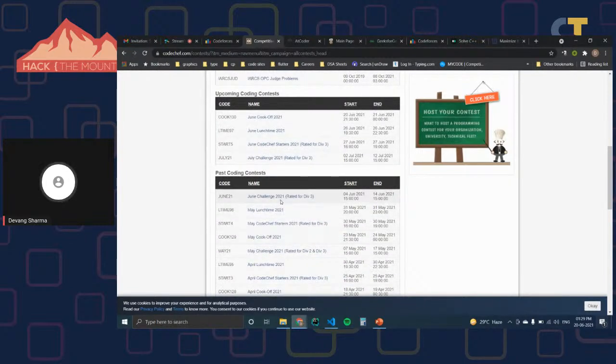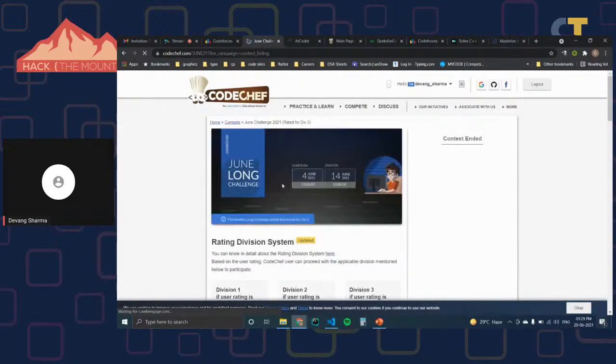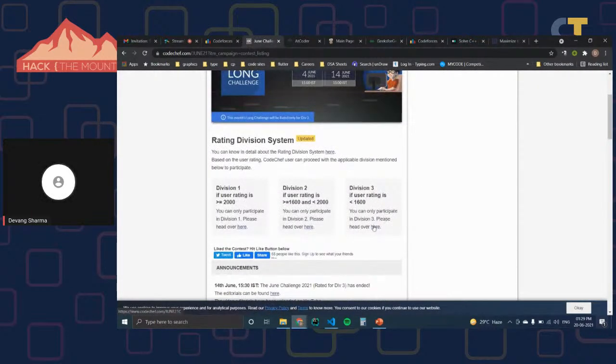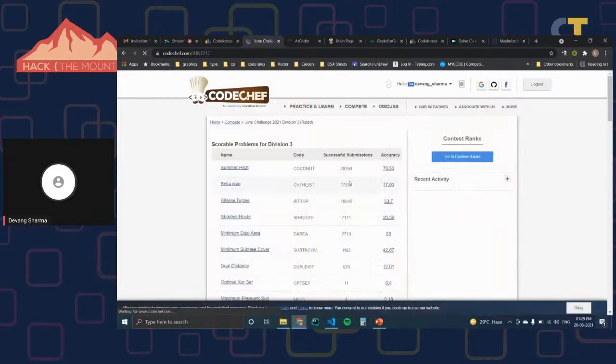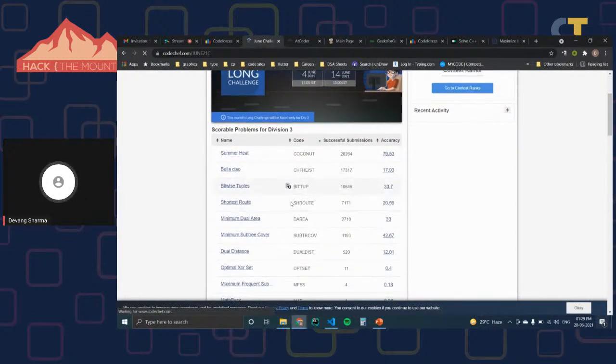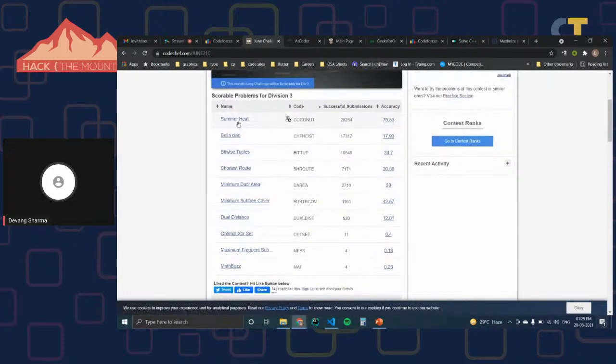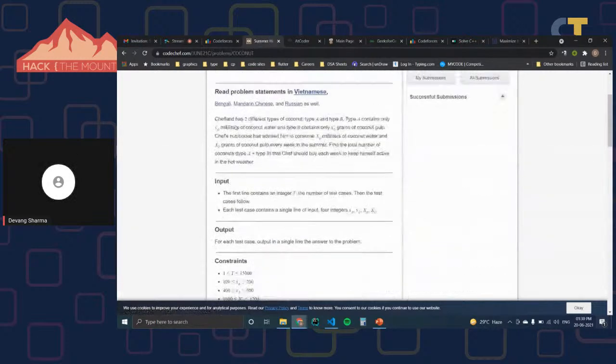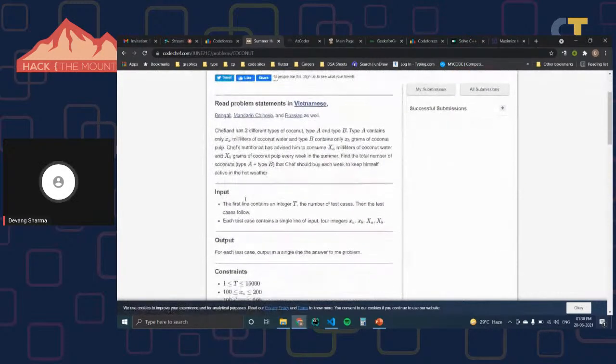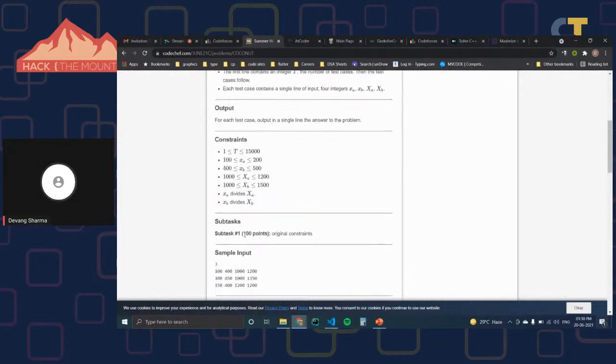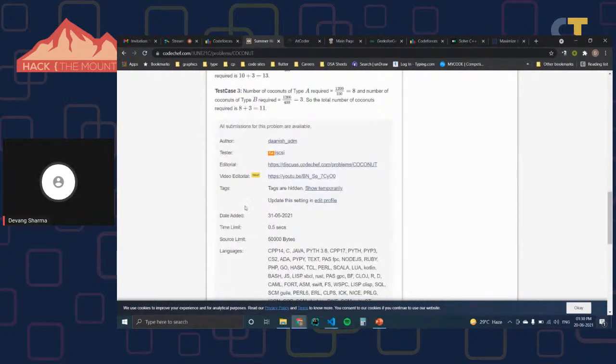Suppose we just visit the June Challenge. You will be a beginner, so you will be moving to Div 3. This is the type of list of questions you will get. Suppose you want to solve the first question, which has the highest number of submissions, meaning it is the easiest. I click this and read the problem. There are the input format and output format, these are the constraints, and here the time limit is mentioned, like 0.5 seconds to execute the whole program.